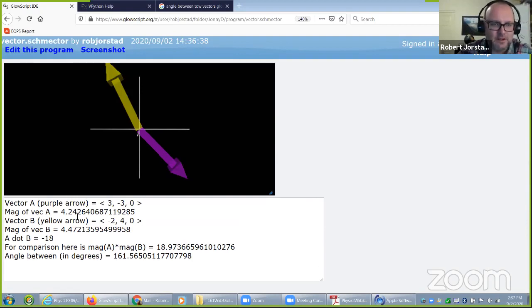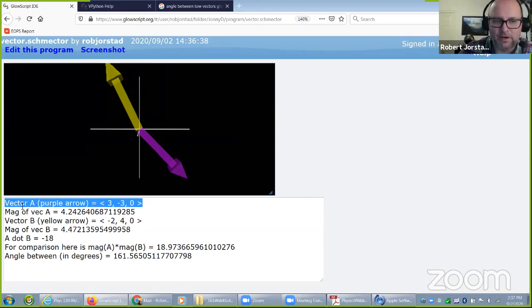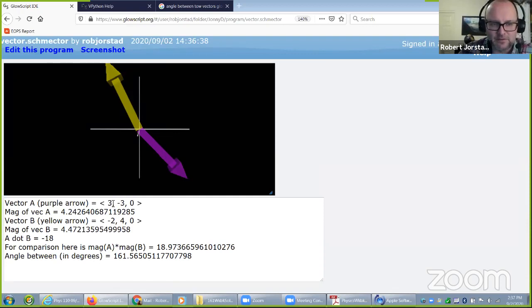All right. So look at these vectors here. Now, this looks a little bit funny. The vector A is my purple arrow. Now, you may not have seen this notation before, but this means 3 in the I hat, -3 in the J hat, 0 in the K hat. So basically, it's a 2D vector. The vector B, which is the yellow arrow, it goes -2 in the I hat and 4 upwards.